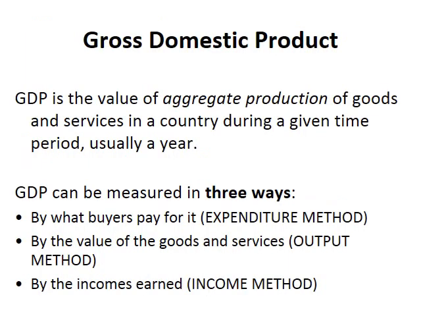So looking at gross domestic product, this definition is very, very key. It'll pop up an awful lot on IB exams. So GDP, or gross domestic product, is the value of aggregate production, so all the production being added together, of goods and services in a country during a given time period, usually a year.